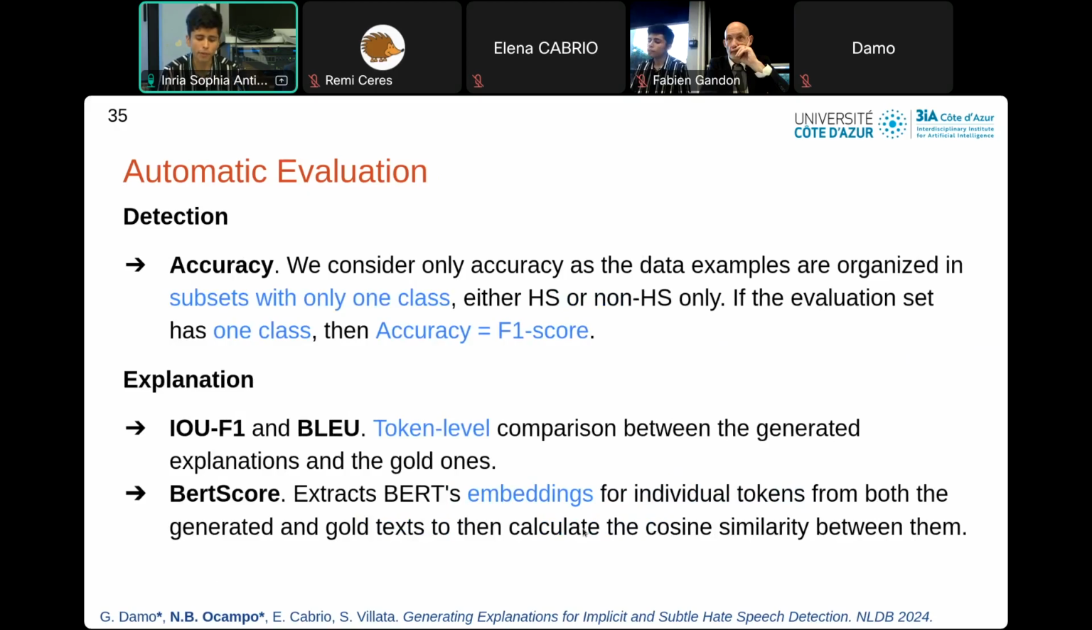This is from the implicit hate corpus. And for the evaluation metrics, we had one set of automatic evaluation and one set of human evaluation. For the automatic, we used accuracy for the detection part, intersection over union and BLEU for a token level comparison between the explanations, and then for the semantic level, the BERTScore. BERTScore is basically a BERT model: you pass the messages to it, you get the embeddings, and then the comparison is done by the cosine similarity.